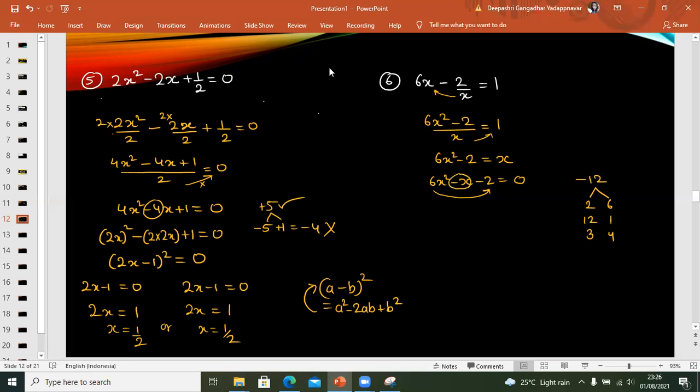That's why we have to choose the option here. 2 plus 6 will not give you 1. 2 minus 6 also will not give you 1. That's the wrong option. The second option is also wrong.